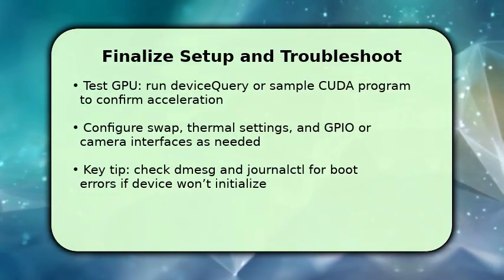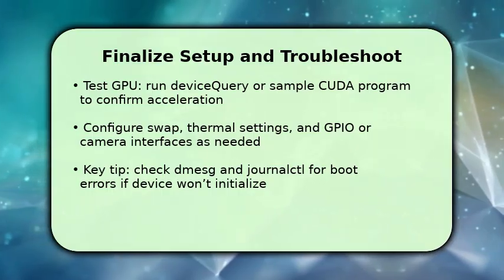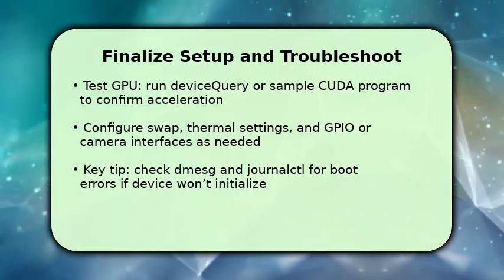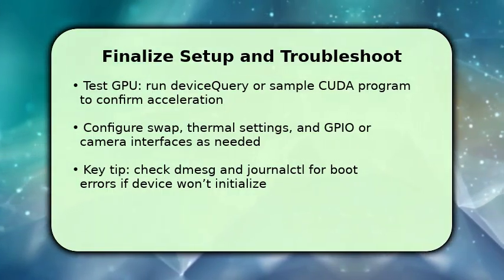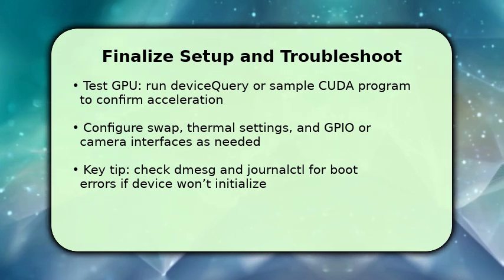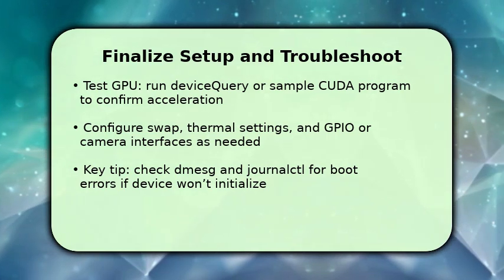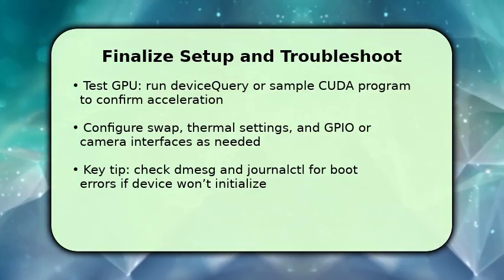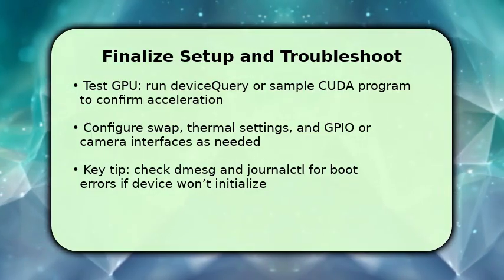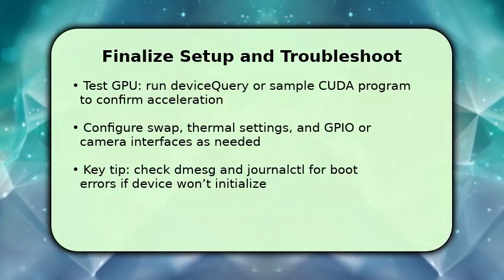interfaces in software. If something fails, inspect dmesg and journalctl for boot time errors. These logs often reveal driver or device tree issues. If you see missing firmware or permission denials, recheck package installation and reboot after fixes to ensure changes take effect.